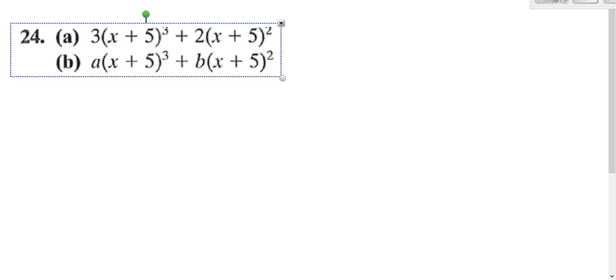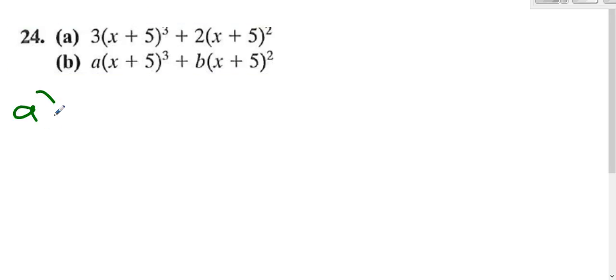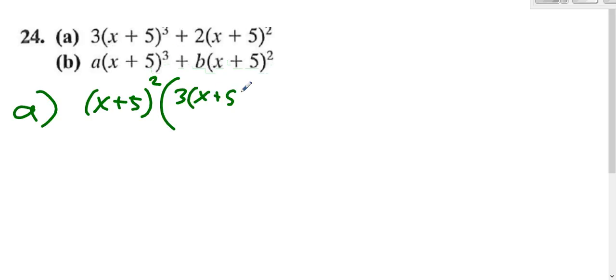So for these, you're looking for a common factor again. They both have the same parentheses, X plus 5. And since this one's to the third power, that's to the second power, we can actually take out two of them. Once that's factored out, the 3 is still there. Another X plus 5 is there. The 2 is still there. We took out the X plus 5 squared, though, so that's it.